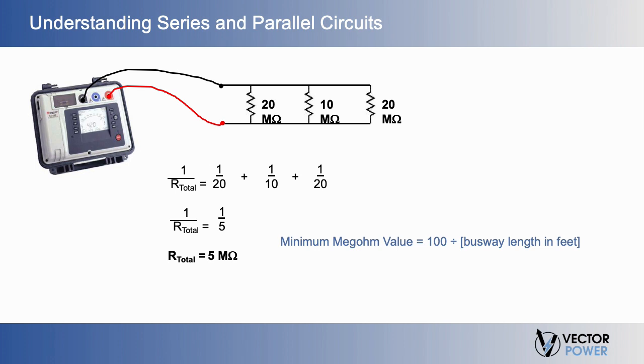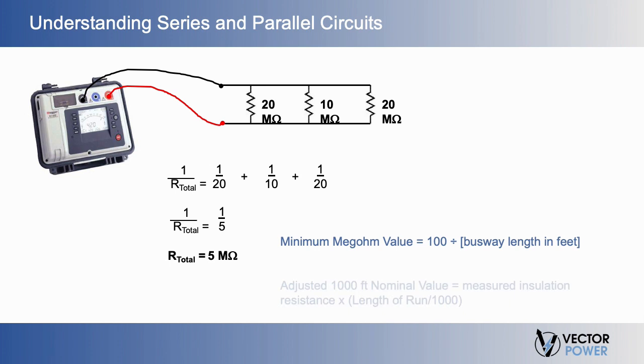Insulation resistance test voltages and minimum insulation resistance values shall be based on the manufacturer's published data. Insulation resistance values will be corrected to a nominal 100-foot busway run without the manufacturer's published data available. Using the following formula to determine the minimum insulation resistance value in megohms to a 100-foot nominal value. Again, that formula is minimum megohm value equals 100 divided by the busway length in feet.